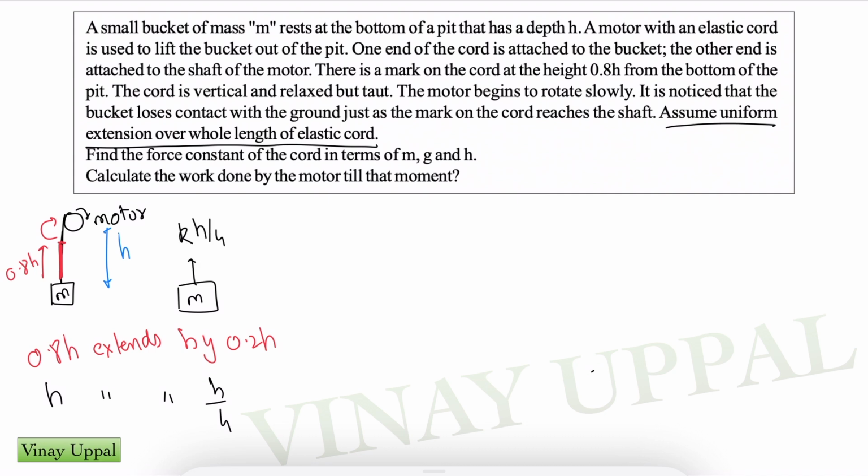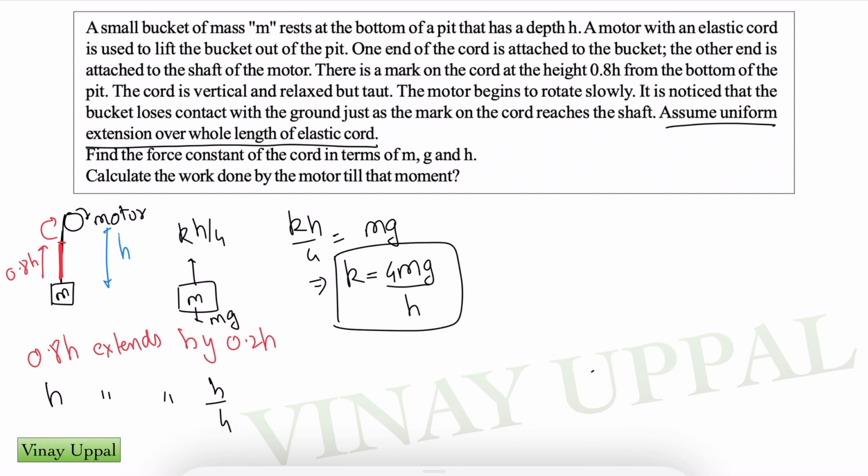kh by 4. And of course you have mg, so kh by 4 is equal to mg, and therefore spring constant is 4mg by h. So this is your answer. This is the force constant of the elastic cord. Now calculate the work done by the motor till that moment.